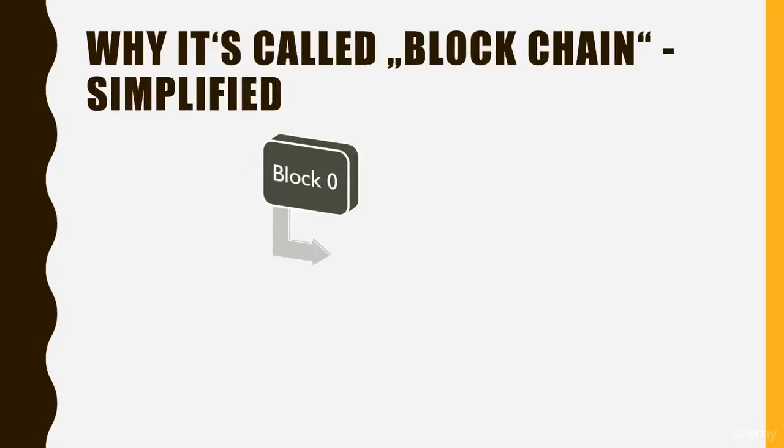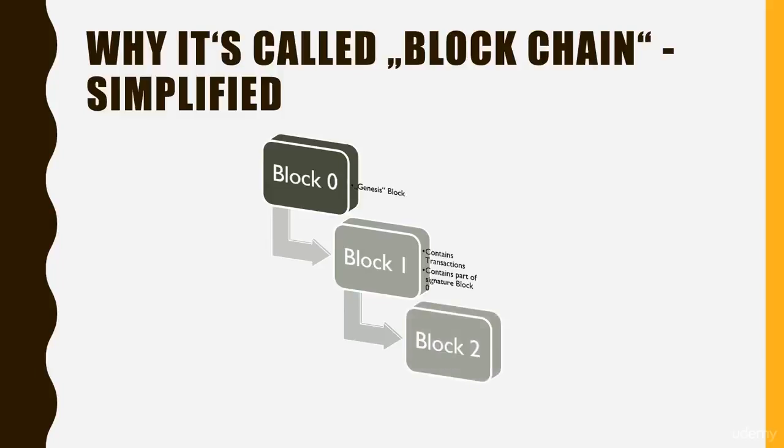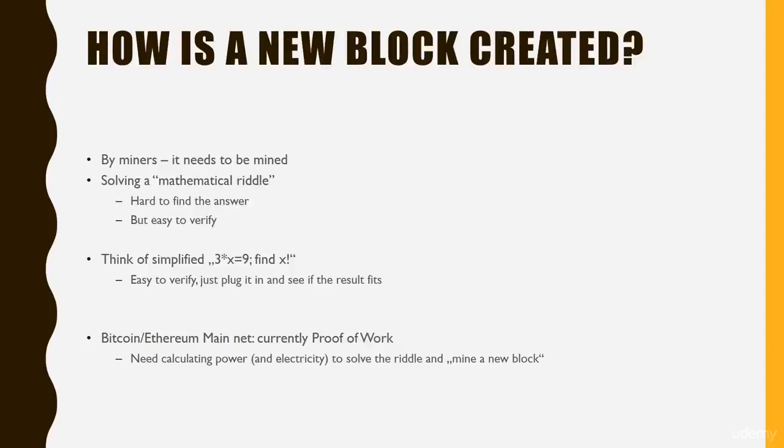We have our first block, which is the block 0. It's called the Genesis block. Then we have a block 1. It contains all the transactions and it contains a part of the previous block, the block 0. And then we have a block 2, and it again contains all the transactions and a part of the previous block, the block 1. So how is a new block created anyway?